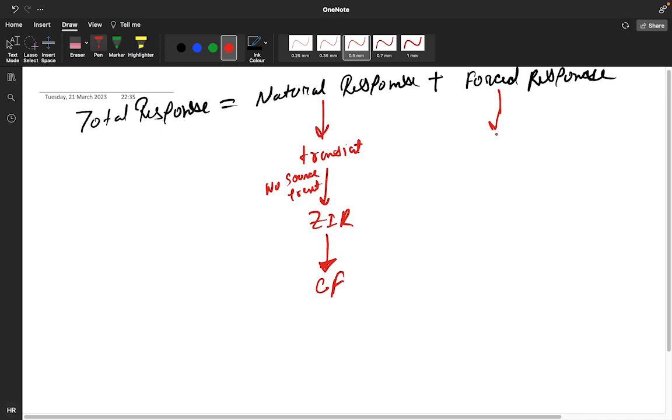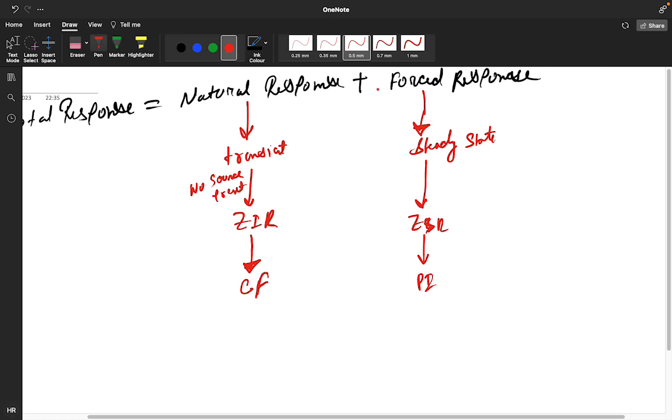Okay, and this is our steady state. Forced response is your steady state, and here ZSR is coming, and particular integral. For right now, you just write that total response is natural response plus forced response. So for natural response, transient will occur, and for forced response, steady state will occur.